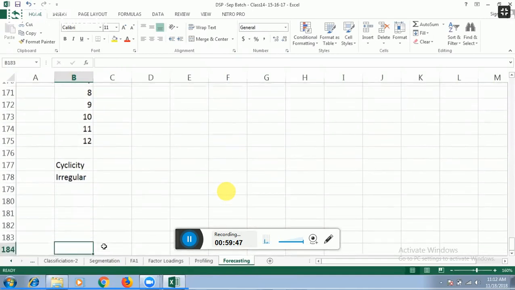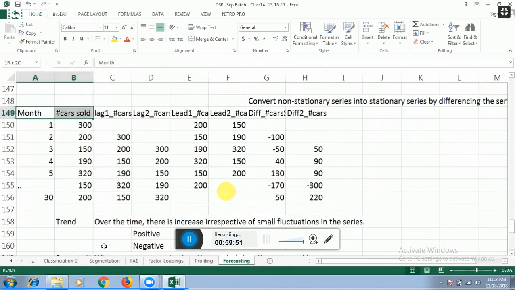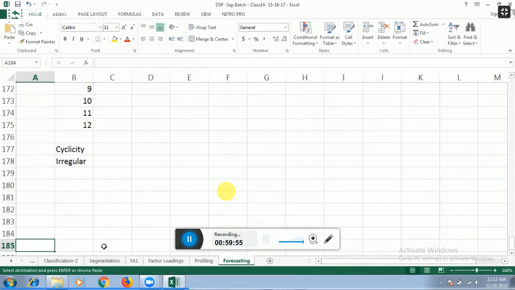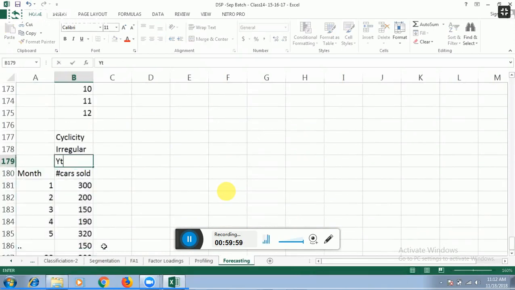So that means that whenever I have a time series like this, assuming that this is Yt. Yt is nothing but the sales, and t is an index. Y1 is nothing but month 1 sales, Y2 is nothing but month 2 sales, Y3 is nothing but month 3 sales, etc. That is what Yt means.